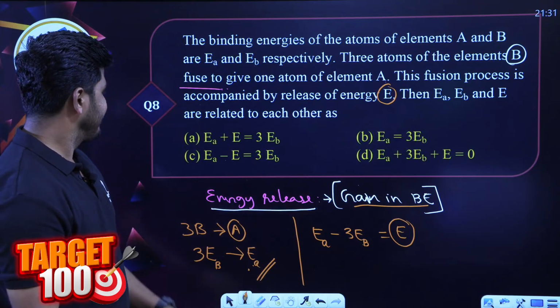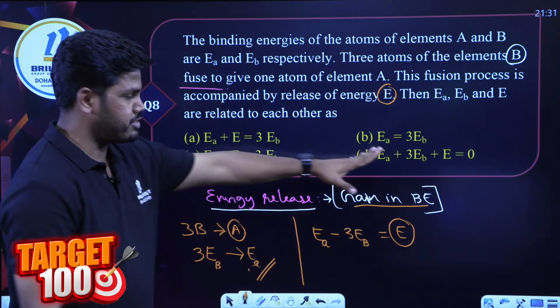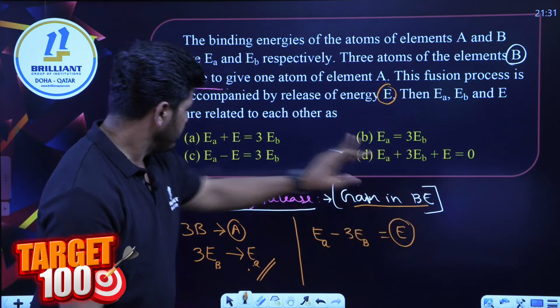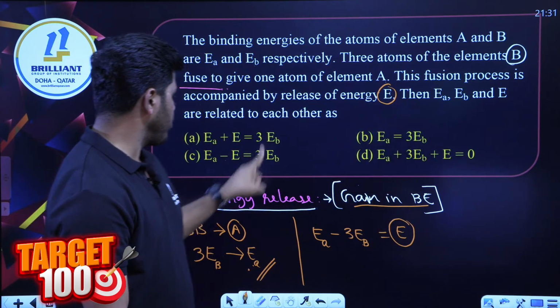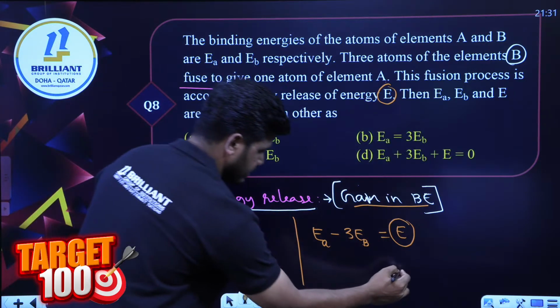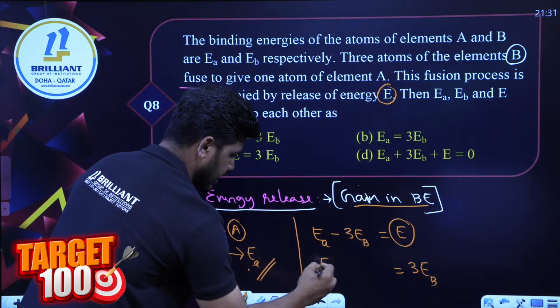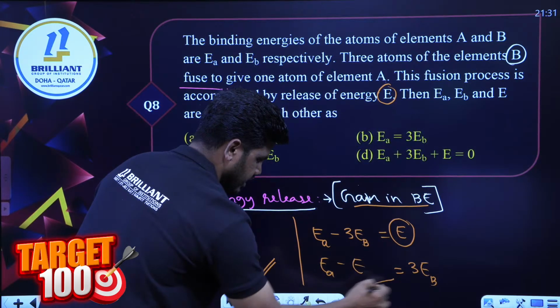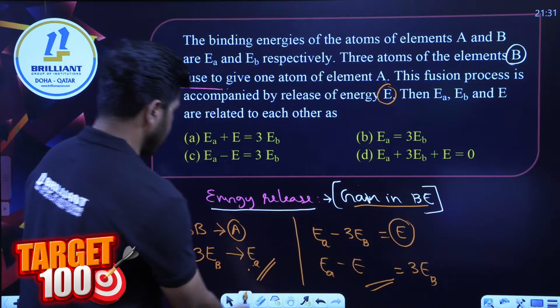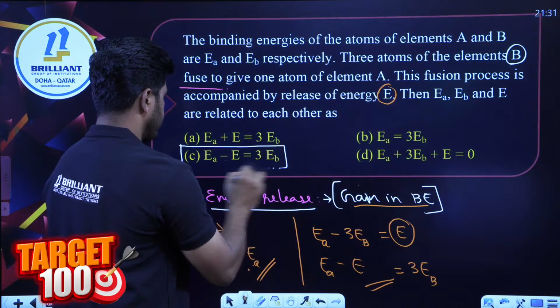Now I got answers here. So we will just rearrange this and cross check the options. We are given different combinations. In the first 3 of them, 3EB is on the RHS. So if I take 3EB to the RHS, what will be the LHS value? EA minus E. So EA minus E is equal to 3EB, which is one of the given options, which is C.